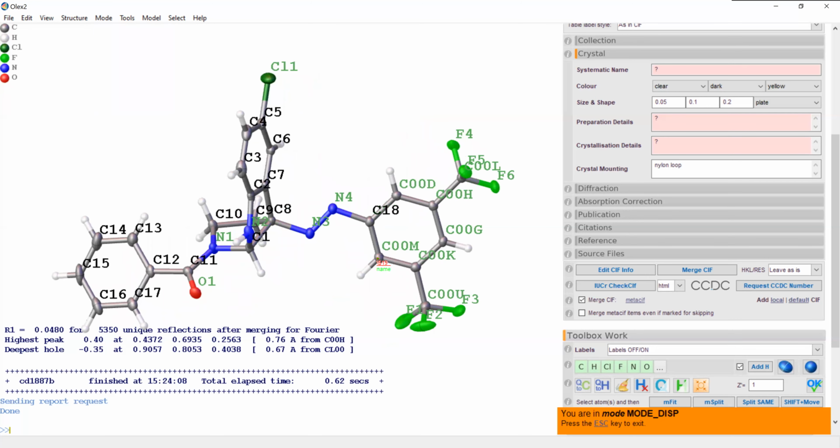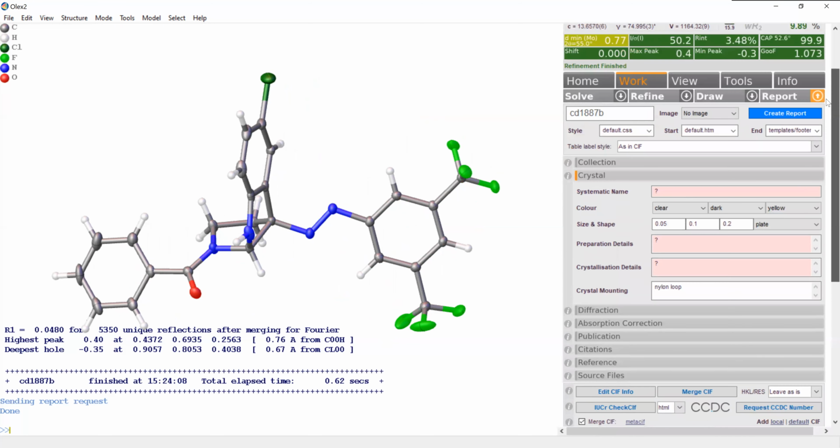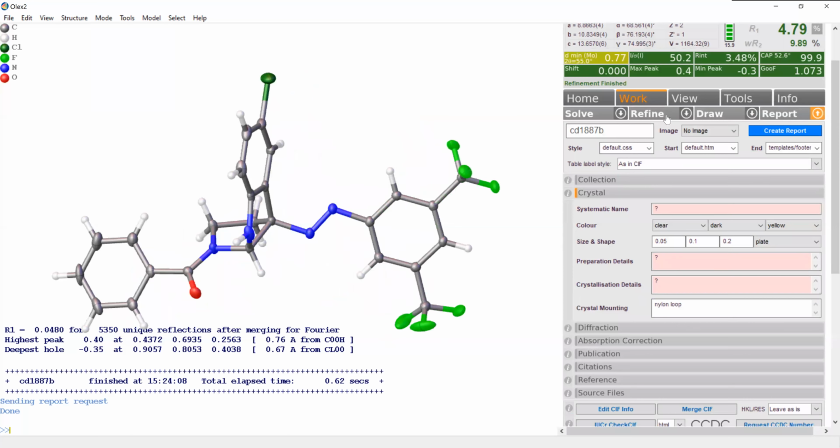Once you finish labeling, make sure that you refine it to update your CIF file. And if you wanted to, you could do another check CIF so that it reflects the updated labeling as well.